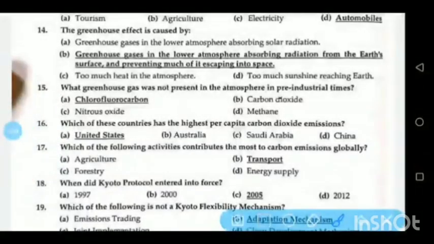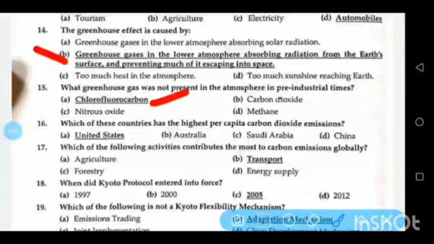The greenhouse effect is caused by greenhouse gases in the lower atmosphere, absorbing radiation from the Earth's surface and preventing much of it from escaping into space. What greenhouse gas was not present in the atmosphere in pre-industrial times? Chlorofluorocarbon.